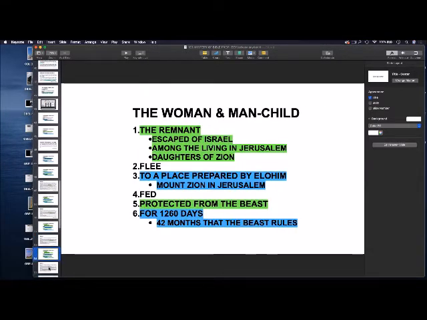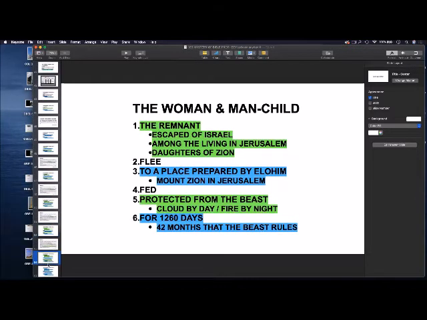And we can mark that down. And we also see that they will be protected by a pillar of fire and column of smoke, which happened the last time during the Exodus, when the children of Israel were in the wilderness. And they were protected from the Egyptians that were approaching. The pillar of fire and column of smoke got in between them and protected them from that. Well, this is going to happen again.